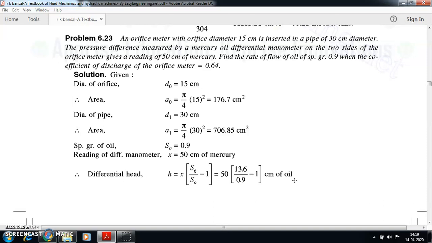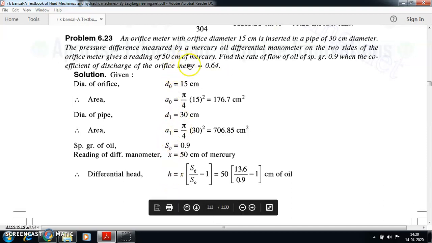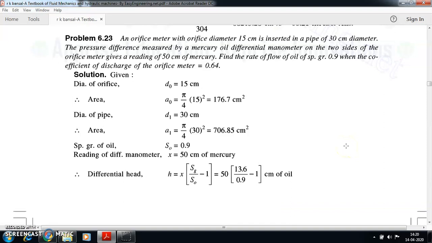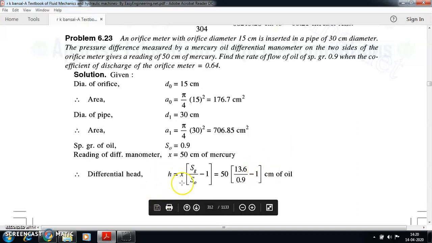Fine. So you know D naught, you are finding A naught, you know D1, you are finding A1, you are finding H value also from the manometer reading. If the manometer is used, then only this H equation, H is equal to X into specific gravity ratio minus 1, or H is equal to X into 1 minus specific gravity ratio, is going to come. If they are fixing direct pressure gauges and telling you the pressure value, then you need to find P1 minus P2 divided by rho g. So this H value is also equal to P1 minus P2 divided by rho g, which is irrelevant in this particular problem because X value is given to you.